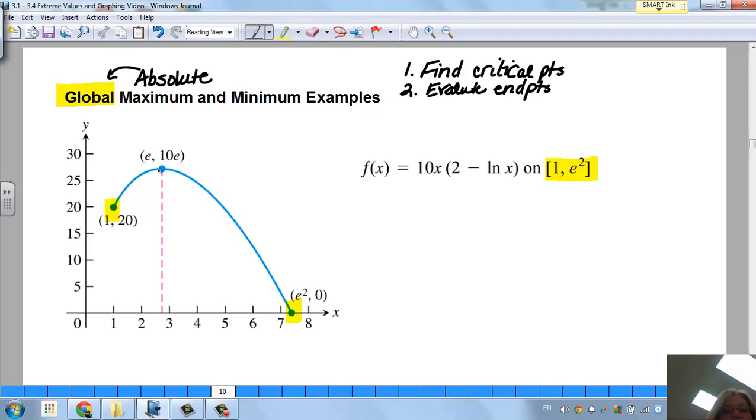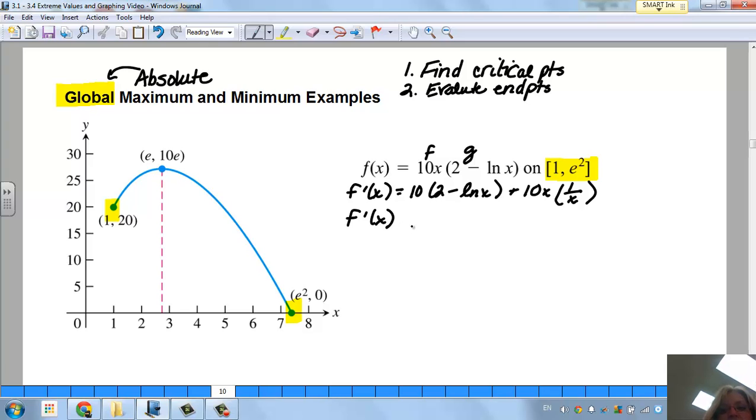So let's do some of the algebra to go with this. So let's do f prime of x here. Here's my f and my g. So it's going to be f prime g, so that's 10 times 2 minus ln x, plus f g prime, so that's going to be 10x times 1 over x. So I have f prime of x, the x's cancel out here. Let's factor out the 10. So I have 2 minus ln x minus 1. So f prime of x in this case is going to be 10 times 1 minus ln x. We put that equal to 0.